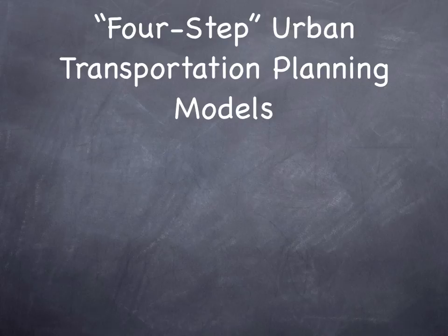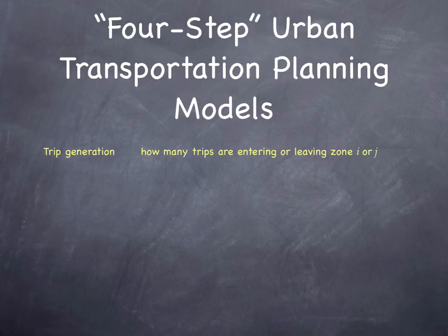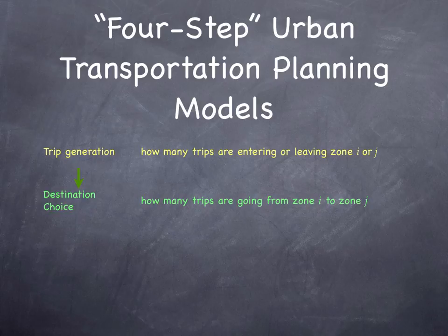Trip generation asks how many trips are entering or leaving a zone, or how many trips an individual is making, and of course, that individual is based in a particular place. The next step is destination choice, how many trips are going from one zone to another, from one place to another. We usually refer to the origin zone as zone I and the destination zone as zone J. Any zone can be both an origin and a destination, but when it's an origin, it's I, and when it's a destination, it's J. And then we want to know what mode they're going to use.